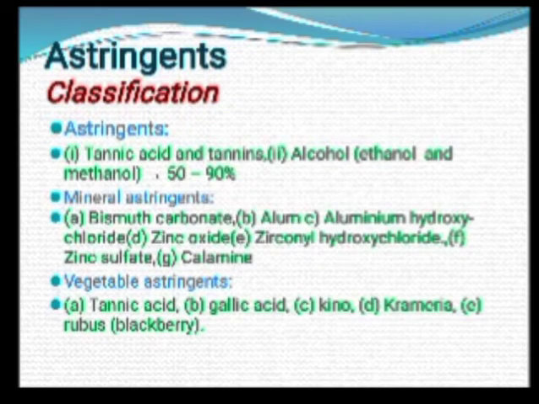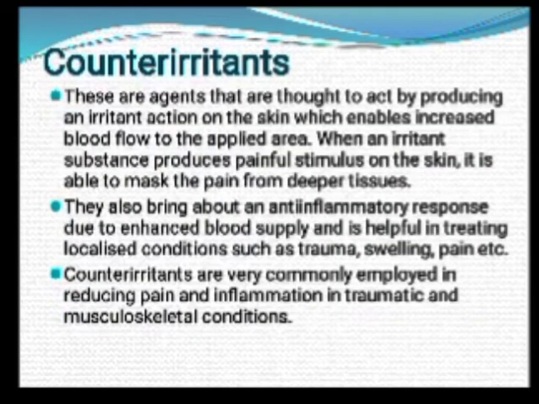Astringents are broadly of two types: one is mineral astringent, another is vegetable astringent. Now we see the counter irritant. Counter irritants are agents applied locally to the skin to cause irritation and hyperemia to relieve pain and promote healing of underlying tissue.